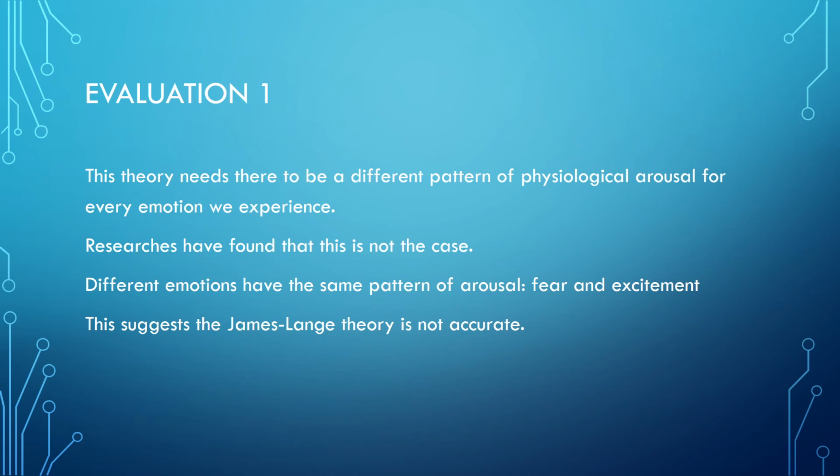The first point I think that we have to make about this theory is that it doesn't feel complete. It doesn't really have enough meat on the bones to explain emotions and how they link into the autonomic nervous system and how they link into our physiological experiences in full. And one of the big problems with the theory is that it suggests that for every emotion that you experience, you have to have a different pattern of physiological arousal.